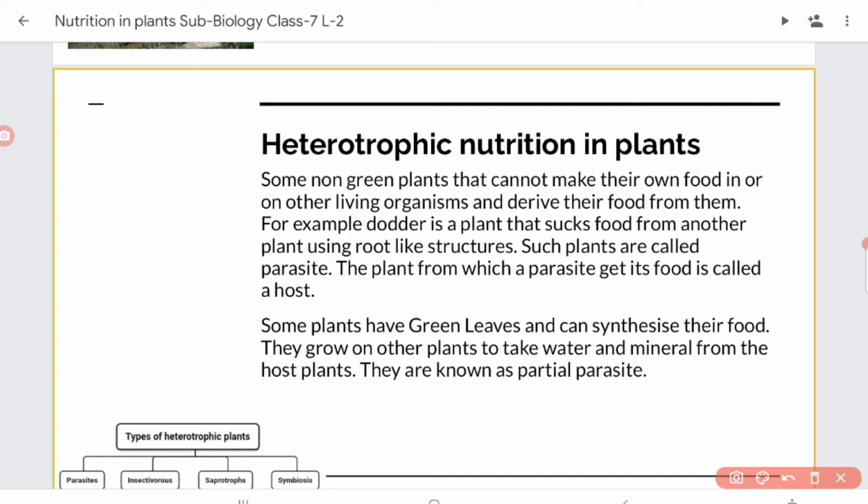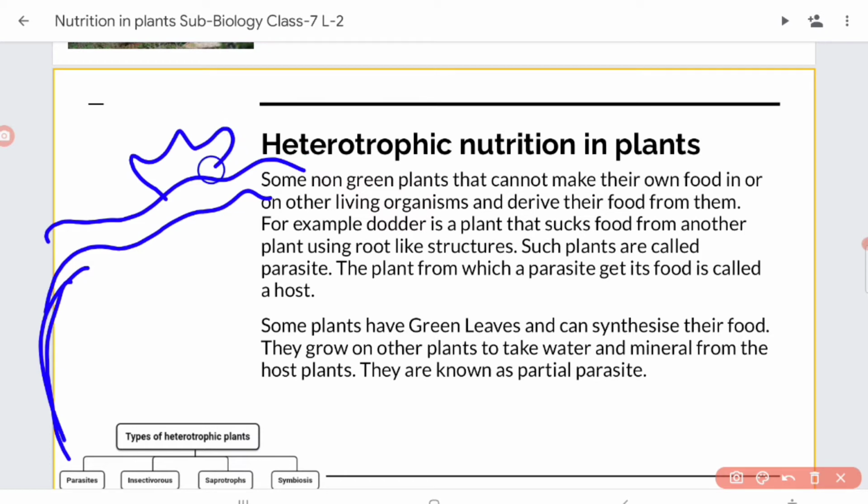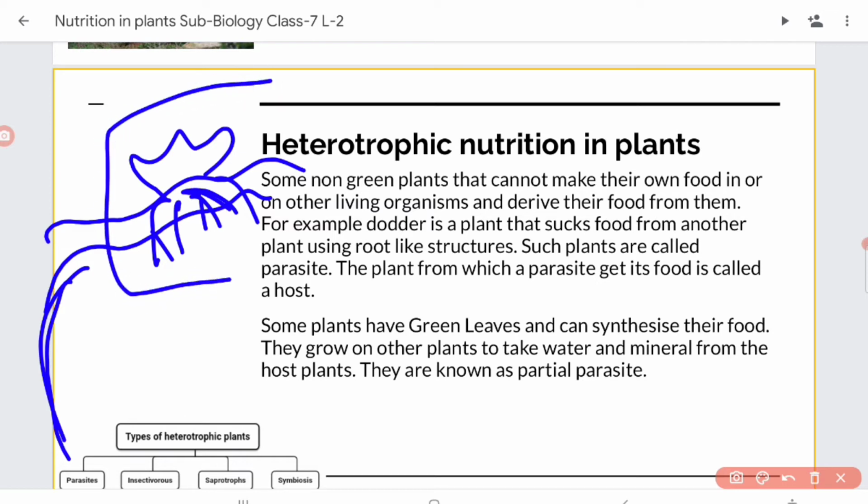Yes, and among plants, one example is dodder. Dodder is a plant that sucks food from another plant. That is, there is a tree, like this, and here is something with root-like structures on it. It can be dodder. So it derives its nutrition from these root-like structures, and is known as a parasite.